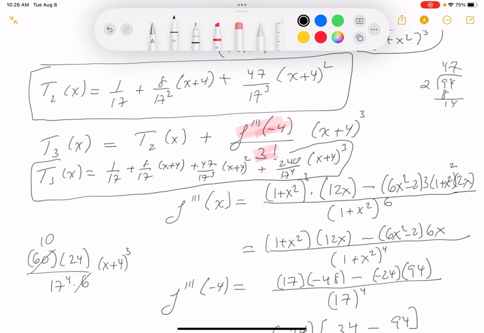Again, you're on a learning journey, and part of that is to see if you arrived at the right location here. So I'm going to open up my document again, and I'm going to look at the answer. And when I look at it, yeah, mistakes happen. And when you do homework, you're going to find out you make mistakes. Let me look at T2 first. T2 says 1/17. I got that part right. And then it says 8 over 17 squared. They actually squared 17, by the way. (x plus 4). And then 47 over 17 cubed, (x plus 4) squared.